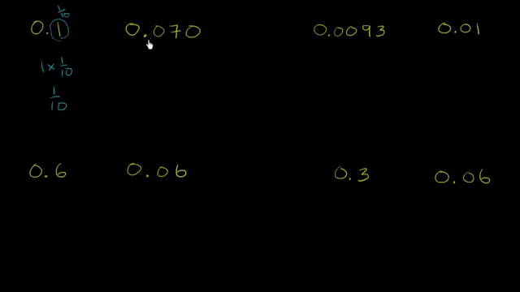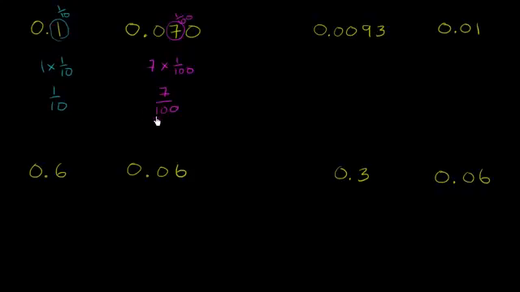Now, when we look at this number right over here, it has nothing in the tenths place. It has 7 in the hundredths place. So this is the hundredths place right over here. And then it also has nothing in the thousandths place. So this number can be rewritten as 7 times 1/100, or 7 hundredths. And now we could compare these two numbers.